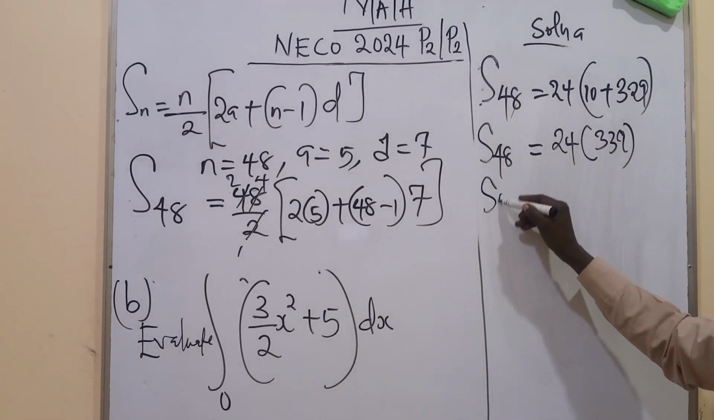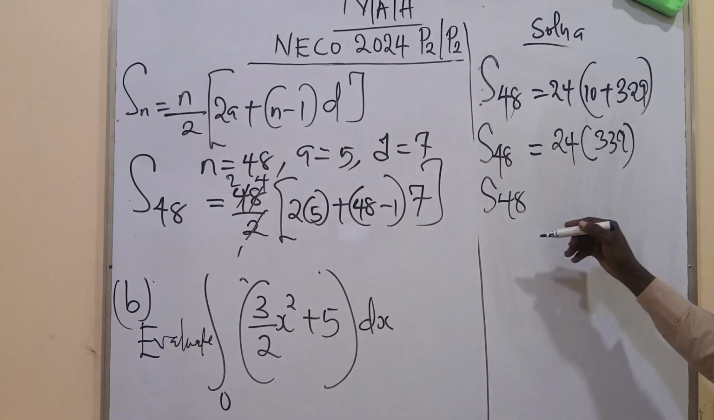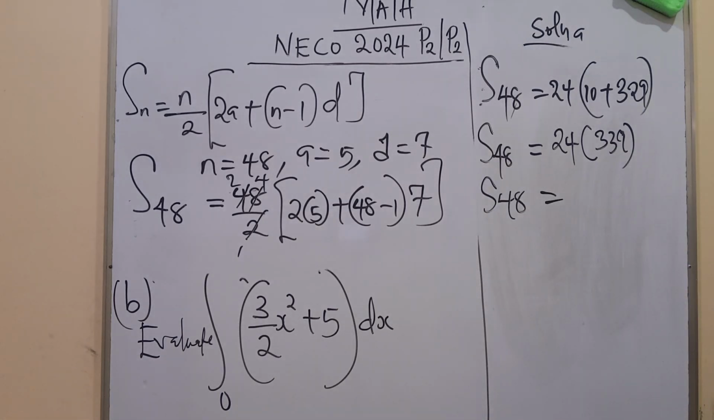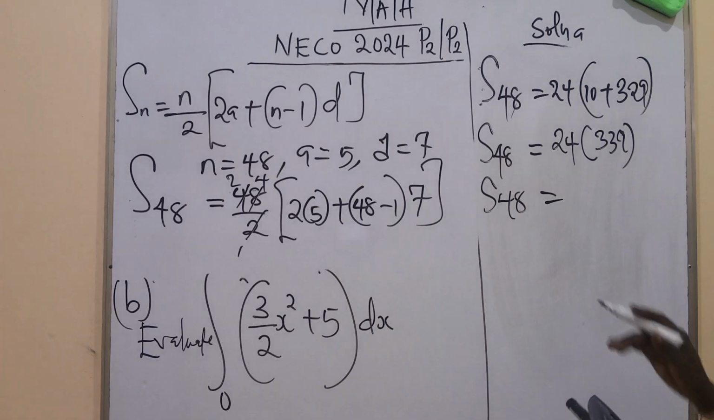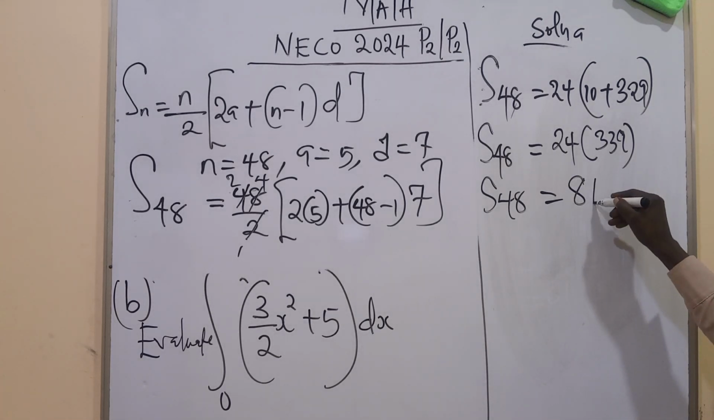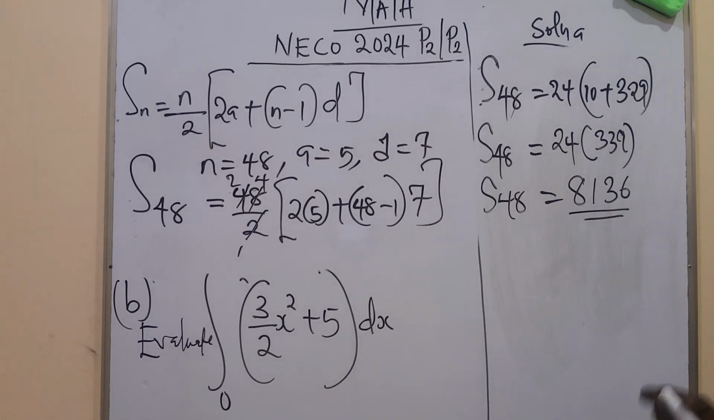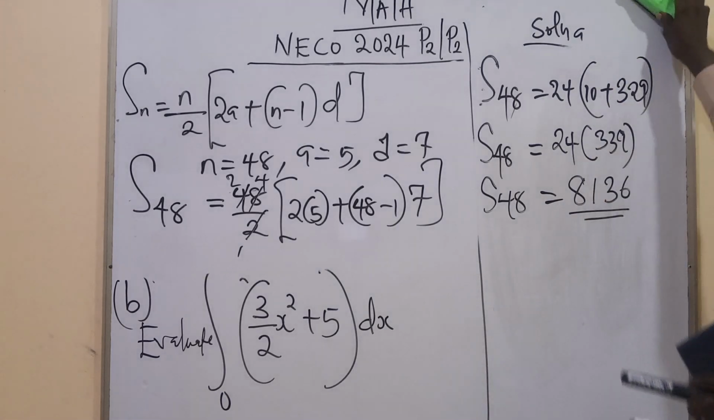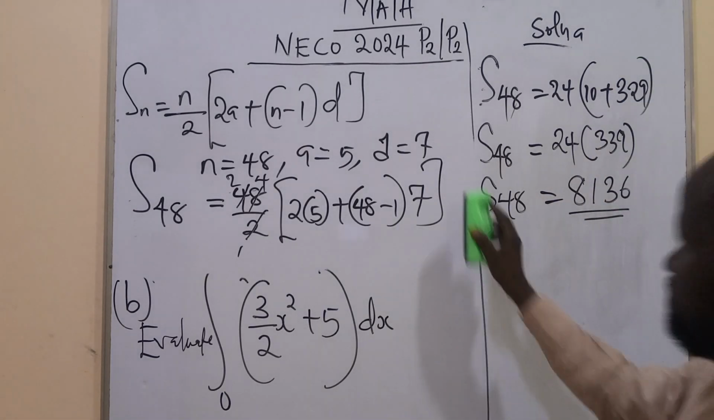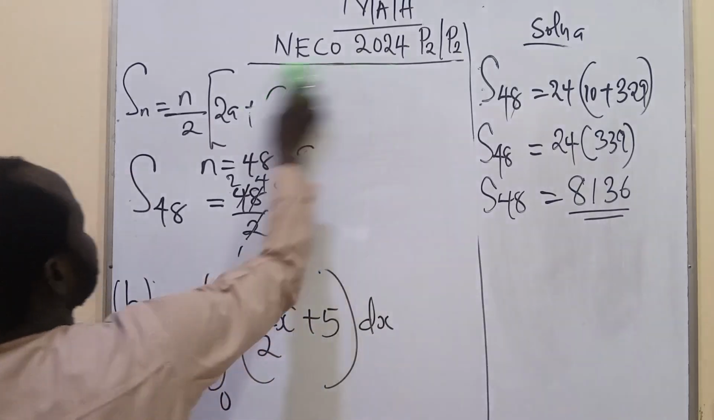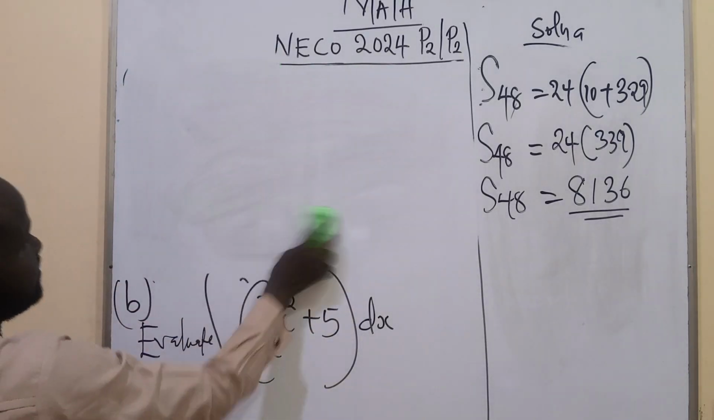Then sum of the first 48 terms now will be, we multiply that by 24, that will be 8,136. So this will be the sum of the first 48 terms. So this is the solution to A. Let's quickly move to B. Let's click here to solve B.